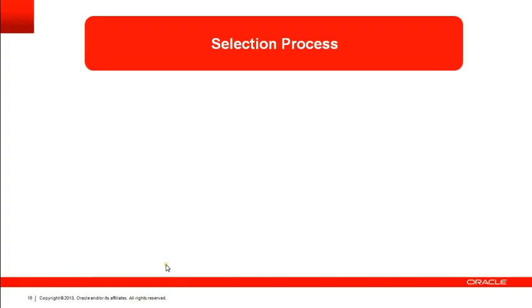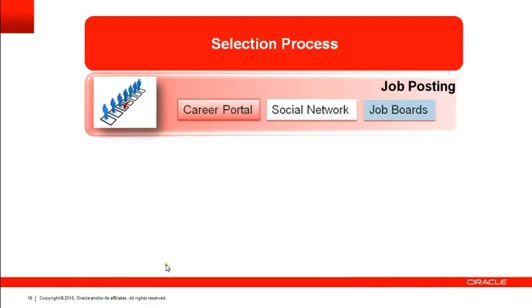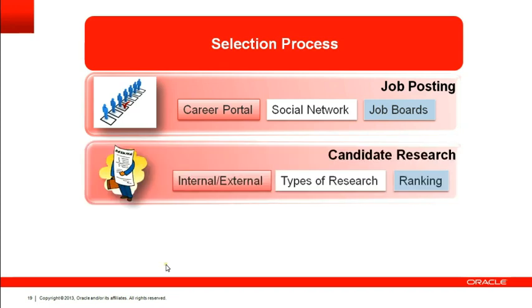So as we were saying before, the selection process is built in different steps, 3 steps, for our demo purposes. The first one, job posting. We will post the requisition in different career portals or in the social networks and using job boards or agencies, and we will see how we will collect all the applications in one single point.